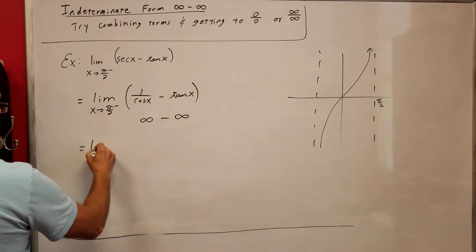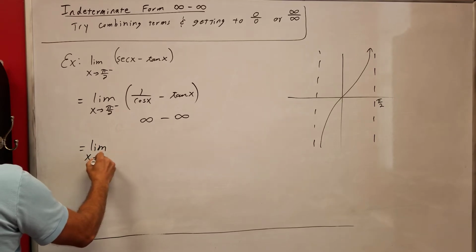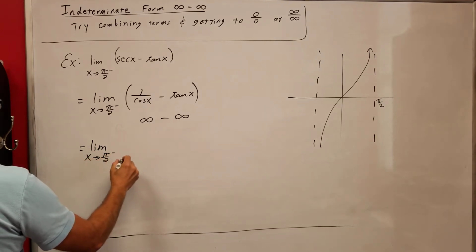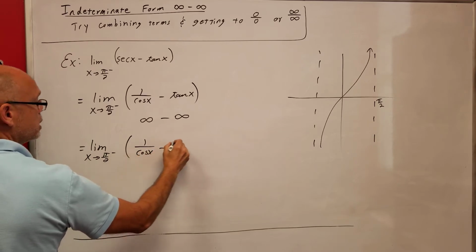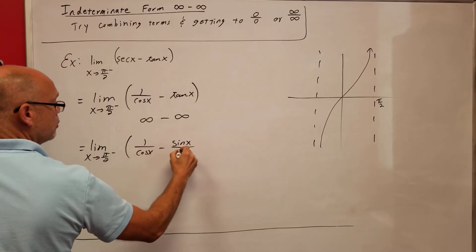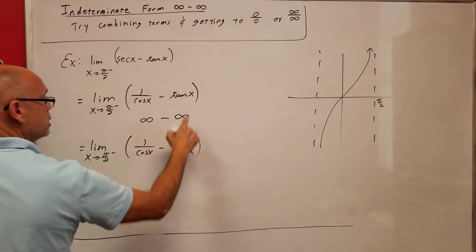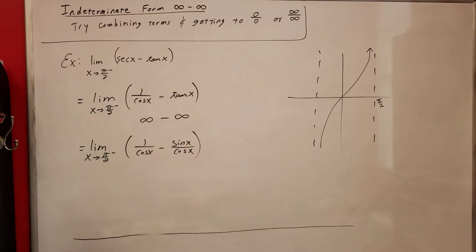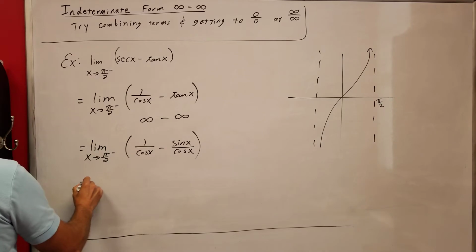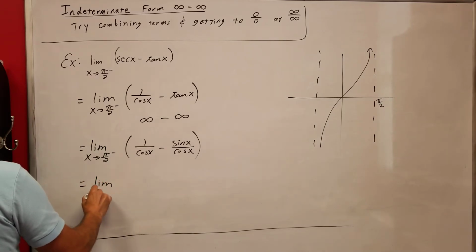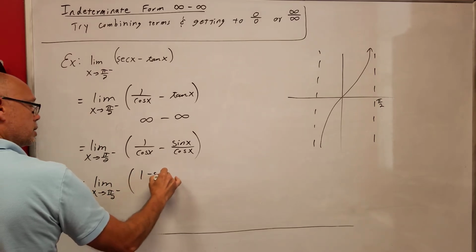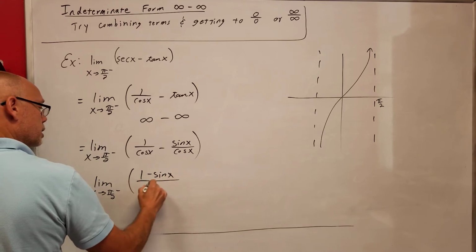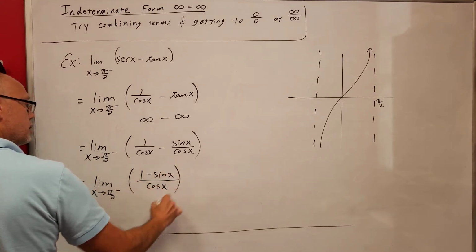So let's do a rewrite. Limit as x approaches pi over 2 from the left of 1 over cosine of x minus sine of x over cosine of x. I'm going to call the tangent. And that way I get a common denominator. Well, this will give me the limit as x approaches pi over 2 from the left of, my numerator is just going to be 1 minus sine of x, and my denominator is going to be cosine of x.